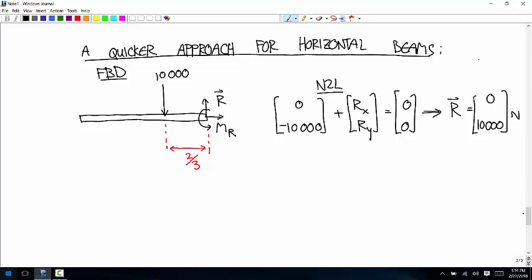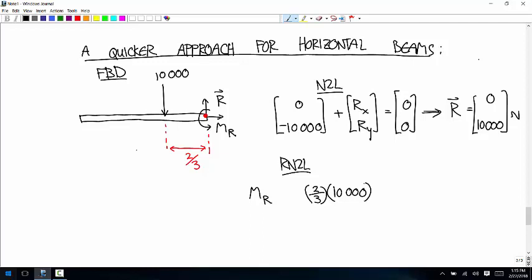So for the moment equation, we have the couple, Mr, about our about point. I'm going to still use the same one. There's no moment produced by R. And then for the 10,000 Newton force, you just have to think, what's the moment arm for that 10,000 Newton force for this about point? We know the distance is 2/3, so that's what it is. So moment arm of 2/3 times the force, in this case 10,000.